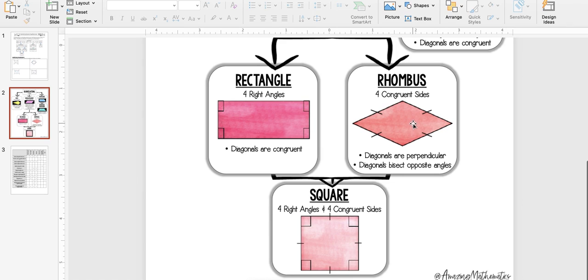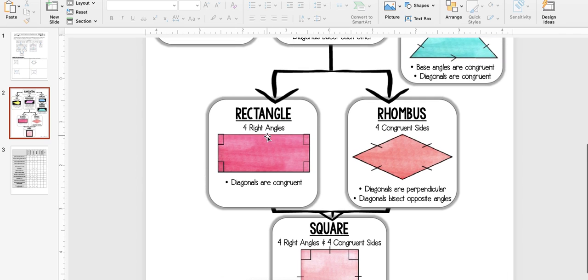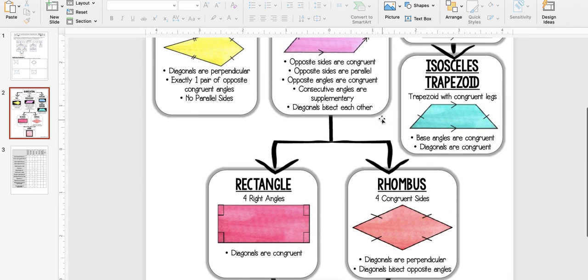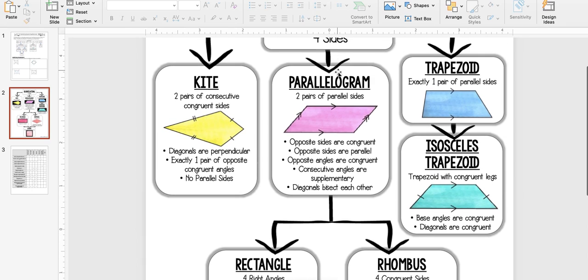You see rectangle and rhombus, and then square. And so again, if it's a square, then it's also a rectangle, it's also a rhombus, and it's also a parallelogram.